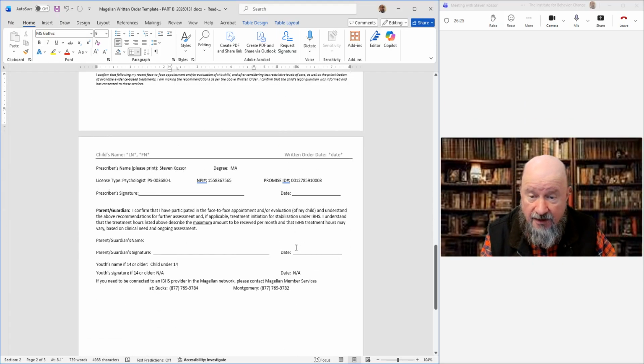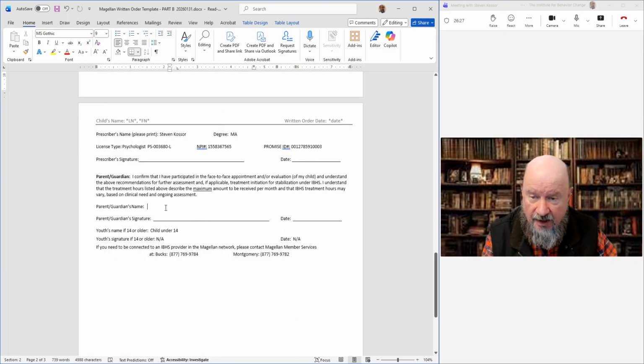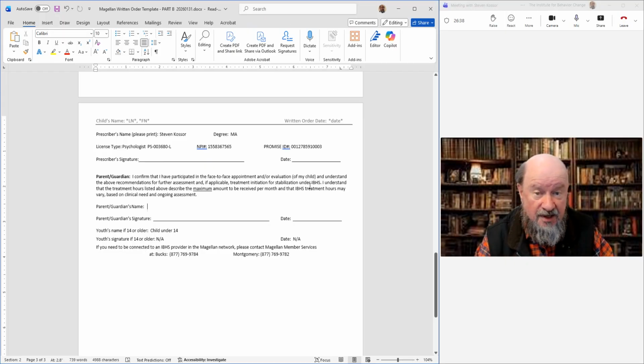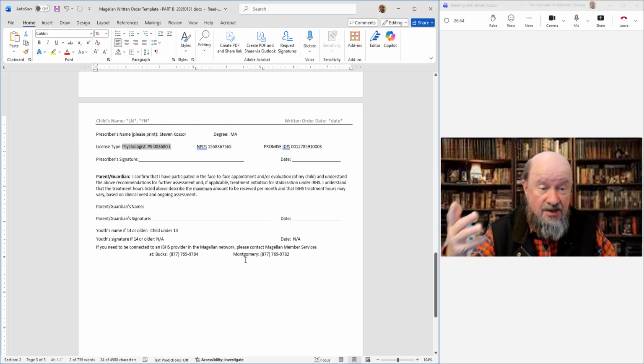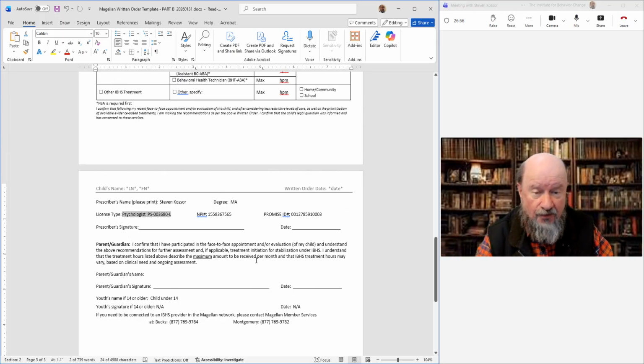And then lower down on this sheet, you'll see that we're going to identify the parent, who we talk to. They're going to be asked to sign off on this. I'll sign off on it here as the prescriber. And if somebody replaces me as an LPC, their promise ID number will appear here, their NPI number will appear here, and their license number and the type of license they have will appear here. And that is a written order tour de force.